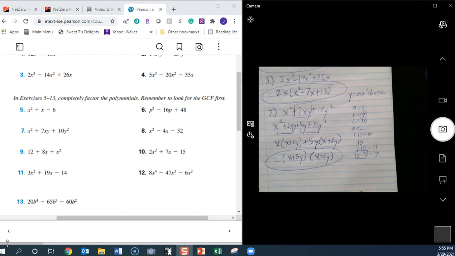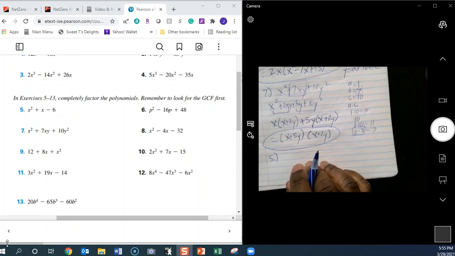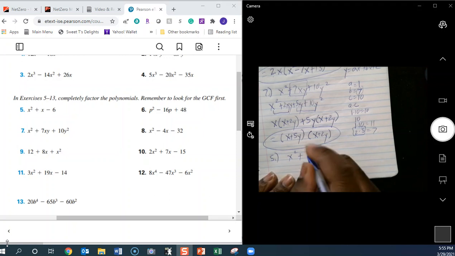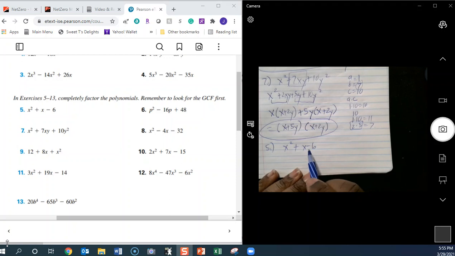Now, I'm going to go back and do problem number 5. I probably should have done 5 first, but let's go ahead. x squared plus x minus 6. Now they have nothing you can factor out but a positive 1.